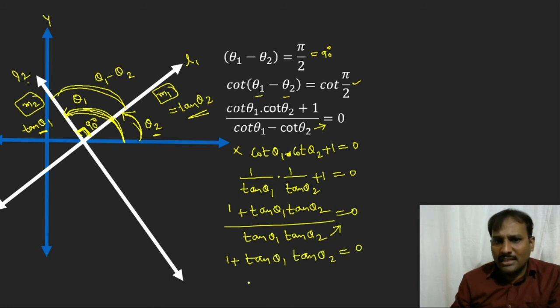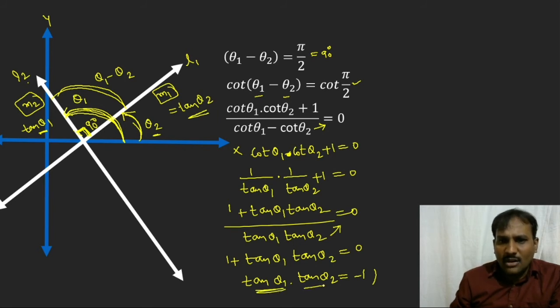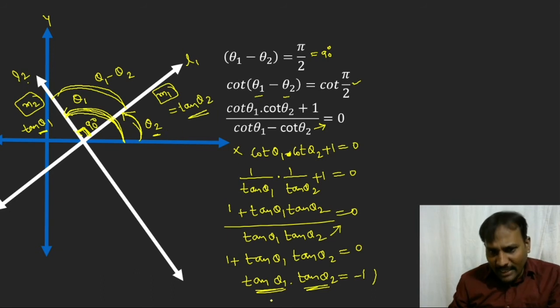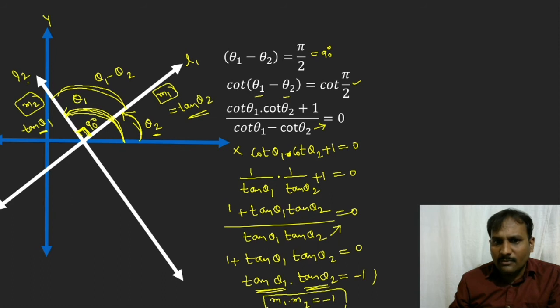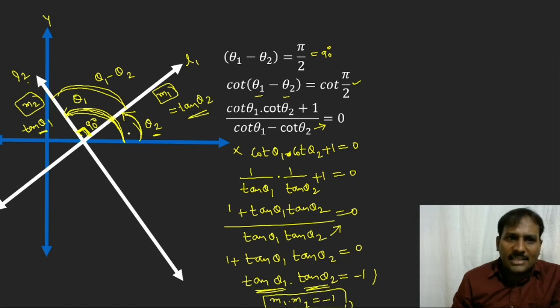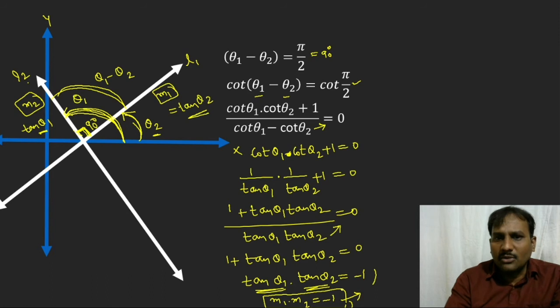Send 1 to the other side. So it will become tan theta 1 tan theta 2 is equal to minus 1. So what is tan theta 1? It is M2. What is tan theta 2? It is M1. Therefore, can I say M1 into M2 is equal to minus 1? So when two lines are perpendicular to each other, then the product of their slopes is equal to minus 1. M1 into M2 is equal to minus 1.